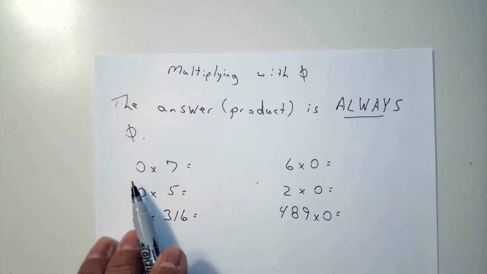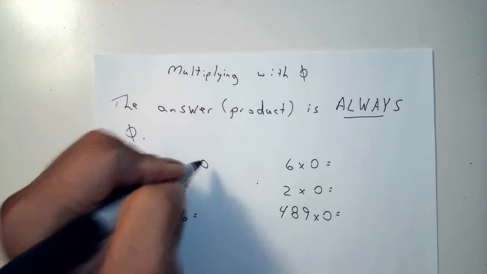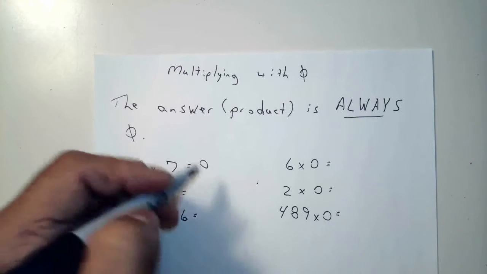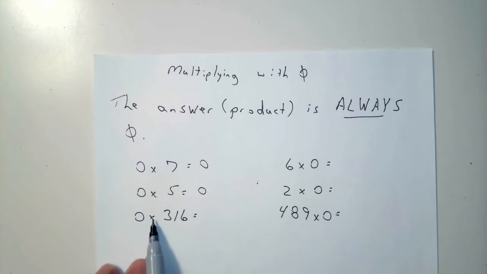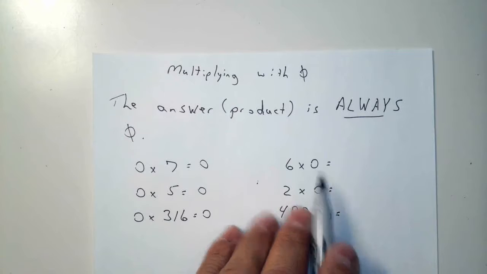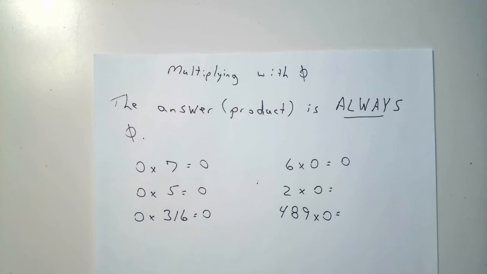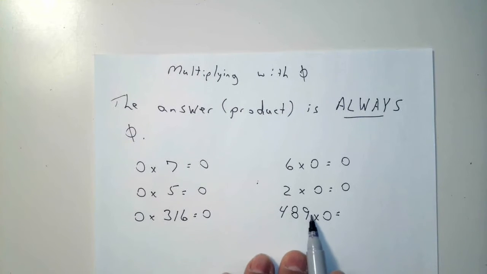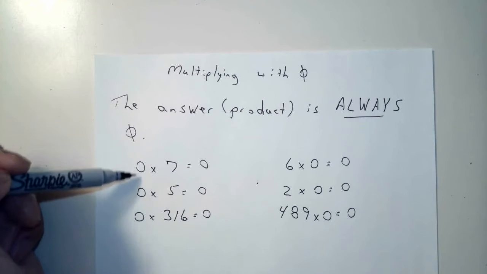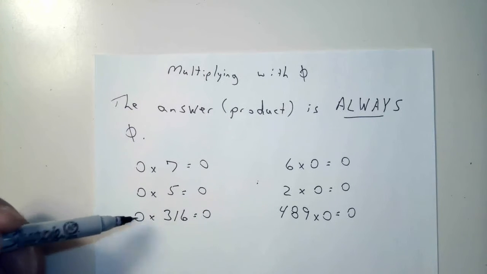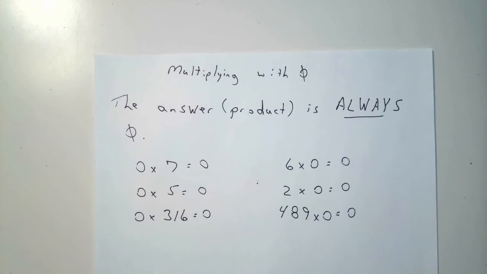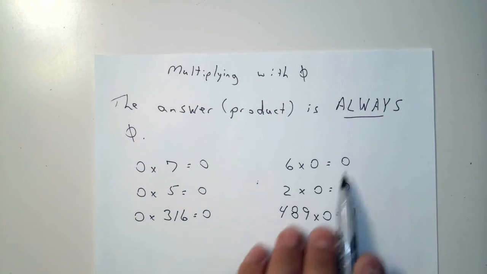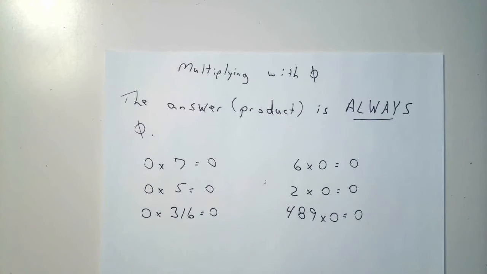For example, 0 times 7, 0. 0 times 5, 0. 0 times 316, 0. 6 times 0, 0. 2 times 0, 0. 489 times 0, 0. Okay? It doesn't matter whether the 0 is the first number or the second number that's getting multiplied. The product is always 0.